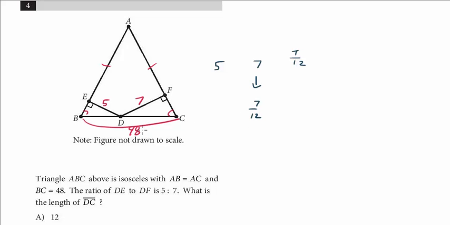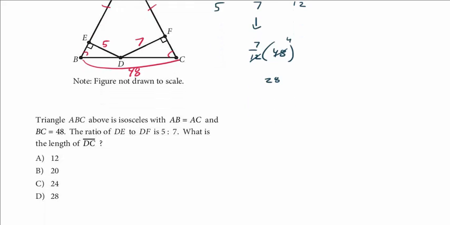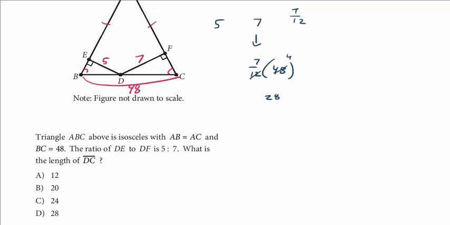We want to know what ratio the bigger triangle will have. We know it's 7/12, so you could just take 7/12 and multiply by 48. This is no calculator, so I definitely would recommend reducing this before multiplying it, and then get the answer, which is 28. So let's look at the choices. It is D.